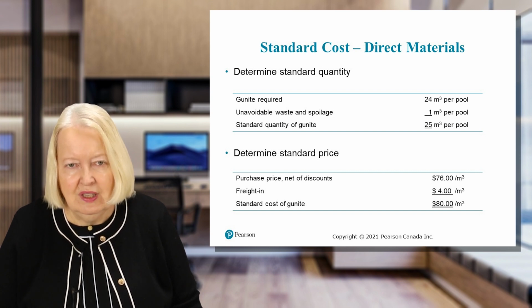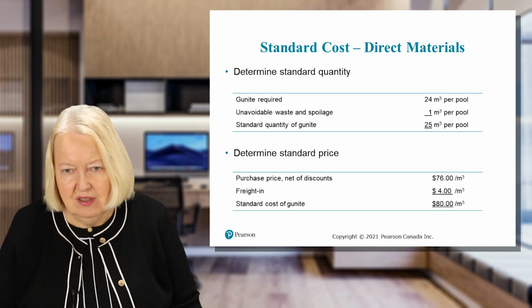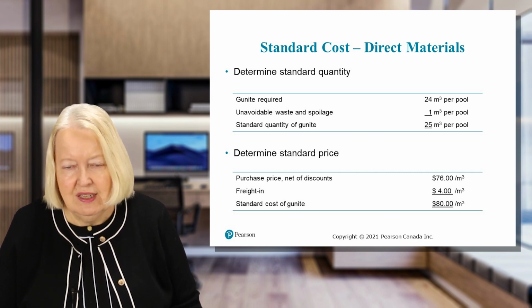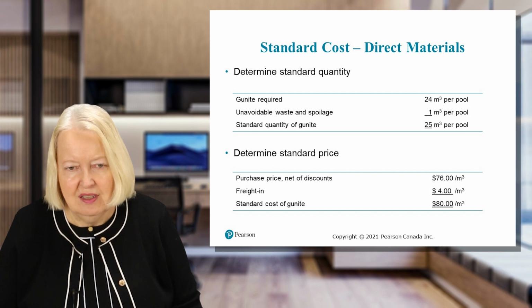Then when you're looking at your standard pricing, you are calculating that as the purchase price of the materials, which is here $76 per meter, plus your freight in, so the cost to transport that product from its facility to your business. So the standard cost is $80 per meter.